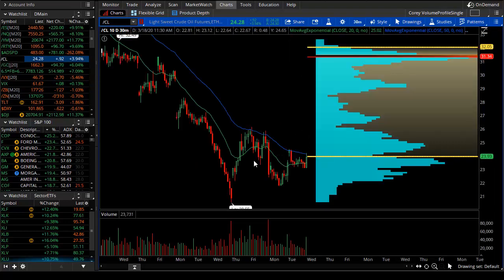Crude oil is similar, at least to stocks, which is trading at the lower bound of the profile at a high volume node right here, and there's a pocket above it. So that's the logic with the bigger picture.